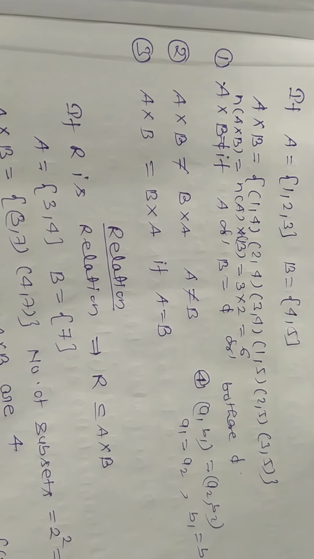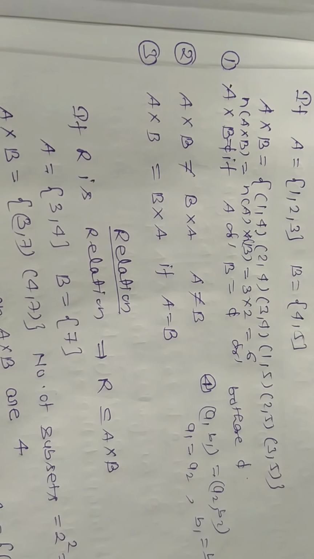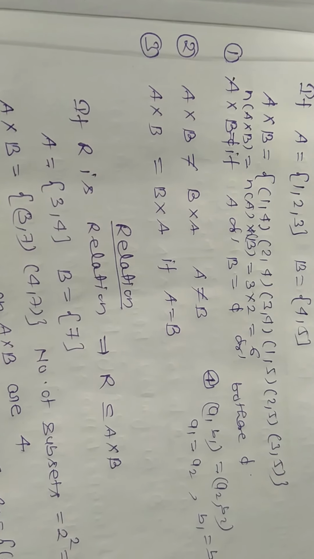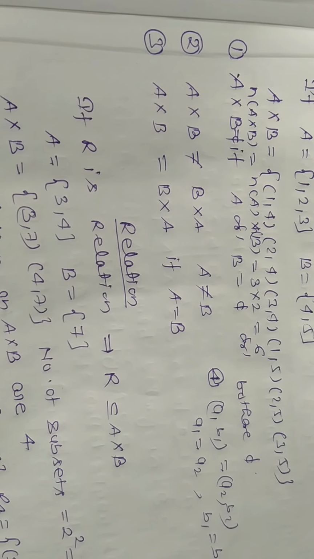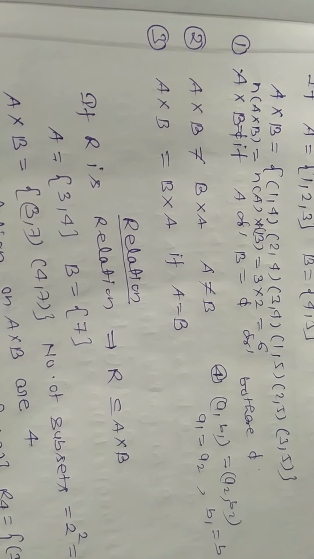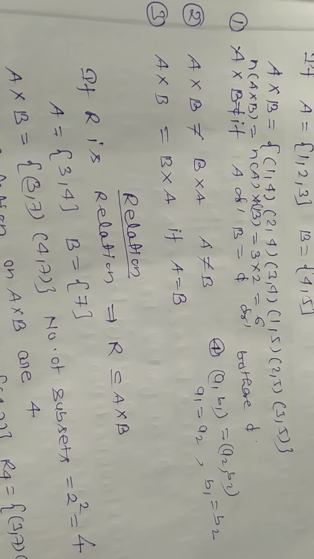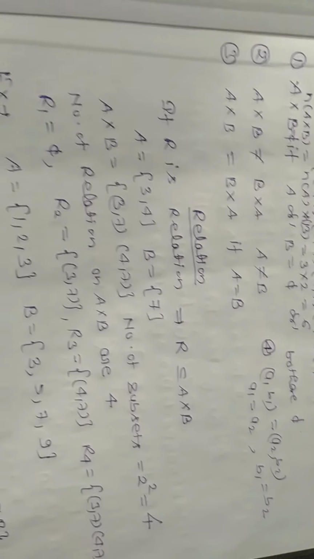A cross B is empty if A is empty, or B is empty, or both are empty. A cross B is never equal to B cross A if A is not equal to B. A cross B is equal to B cross A if A is equal to B. So we can say the Cartesian product between two sets is not always commutative. One more important thing: two ordered pairs are equal only if their first components and their second components are also equal.